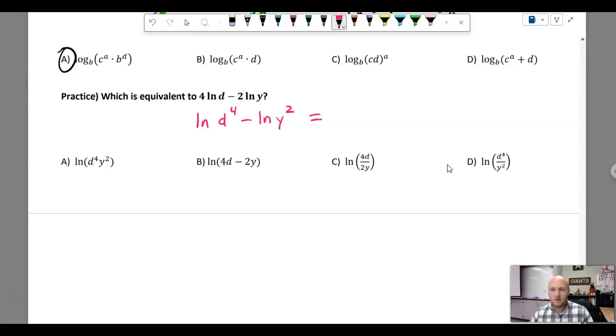Watch me get this wrong when I just said you need to go back and re-watch this lesson if you don't get this one. We're subtracting, so we're going to divide. So that's what I would expect to see. d to the 4th over y squared. I got d. d is the answer. Did I get it right? I did, according to my notes.